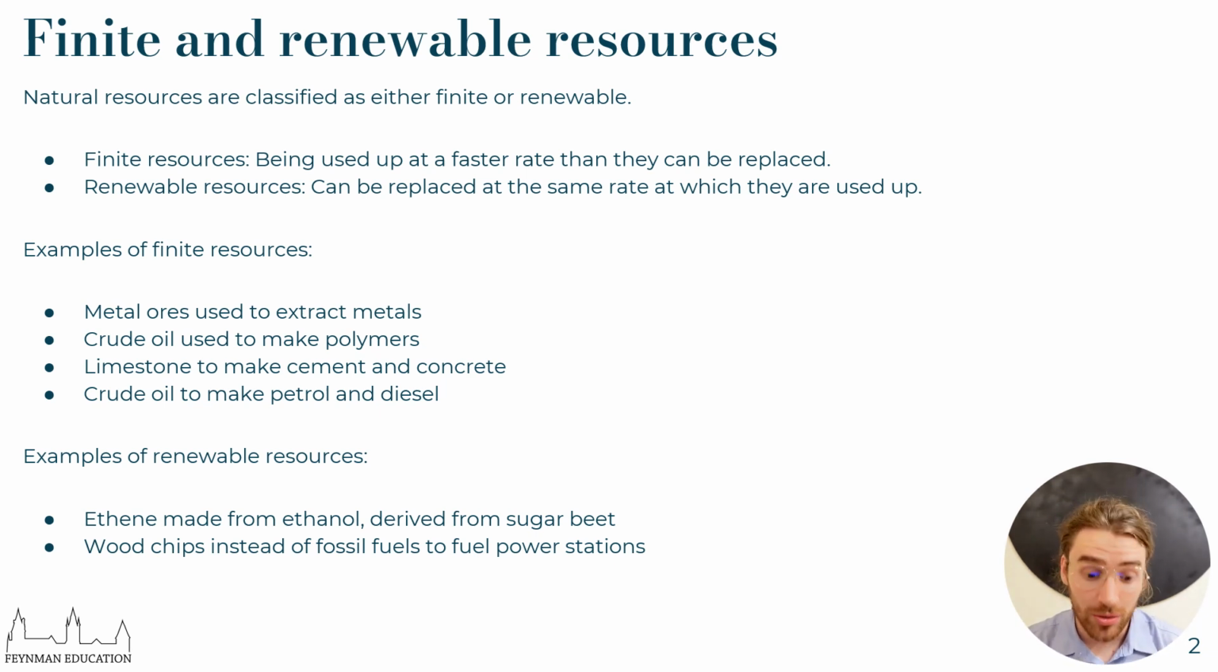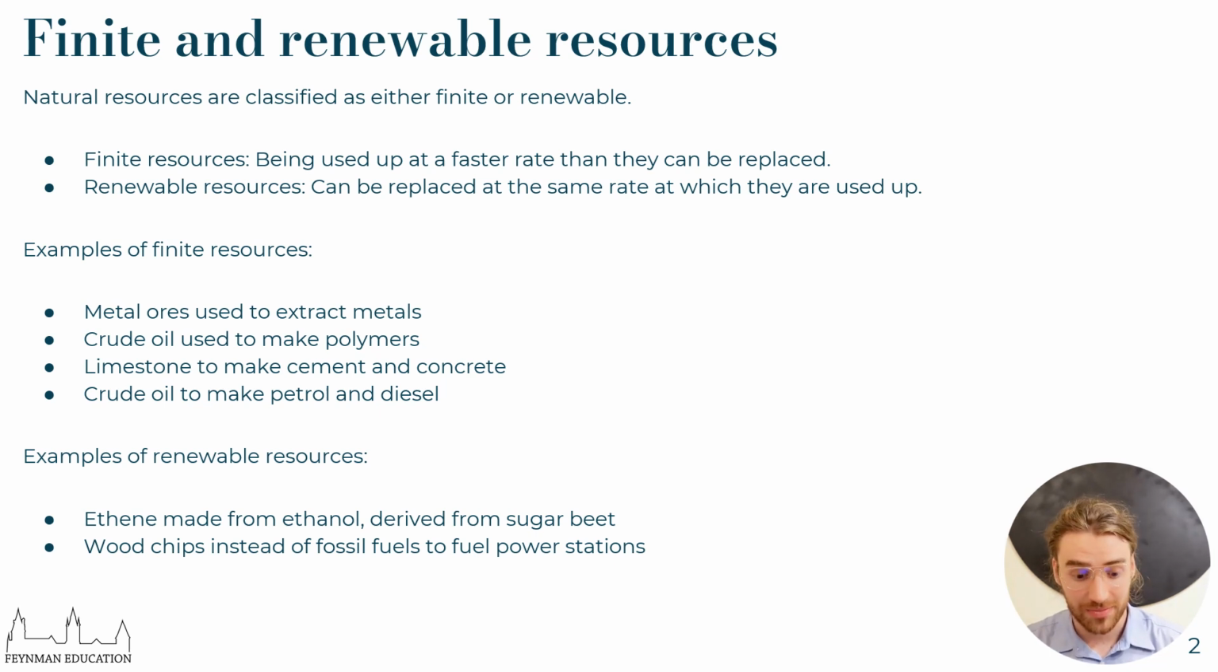When we look at renewable resources, these are resources that can be replaced at the same rate that they are being used. Something like ethene, which is made of ethanol, which is derived from sugar beet, is a renewable resource. So through manufacturing processes, ethene is going to be made, which can then be used at the same rate that it is being made in those manufacturing processes.